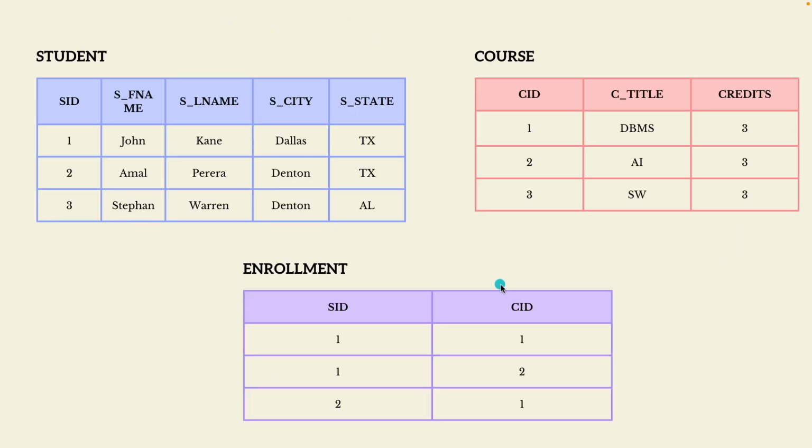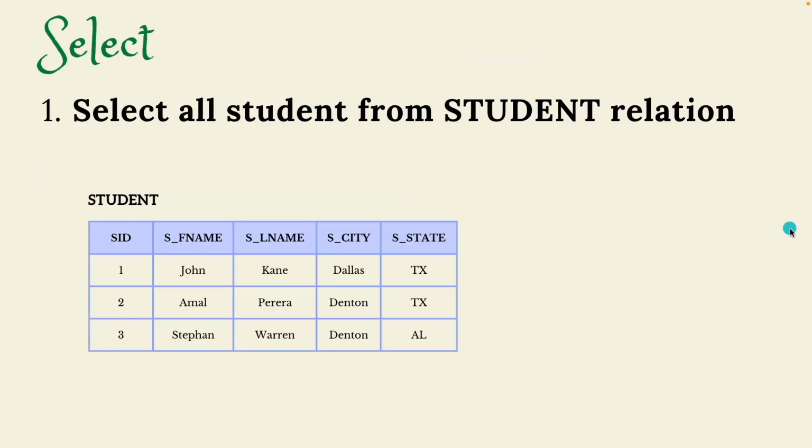So I'm going to use these three relations as a guide to demonstrate how we are going to use all these operators. So we have a student, course, and the mapping table that maps a particular student to course via the student ID and the course ID. So let's see. Our first thing is going to be an easy one. Select all students from a student relation.